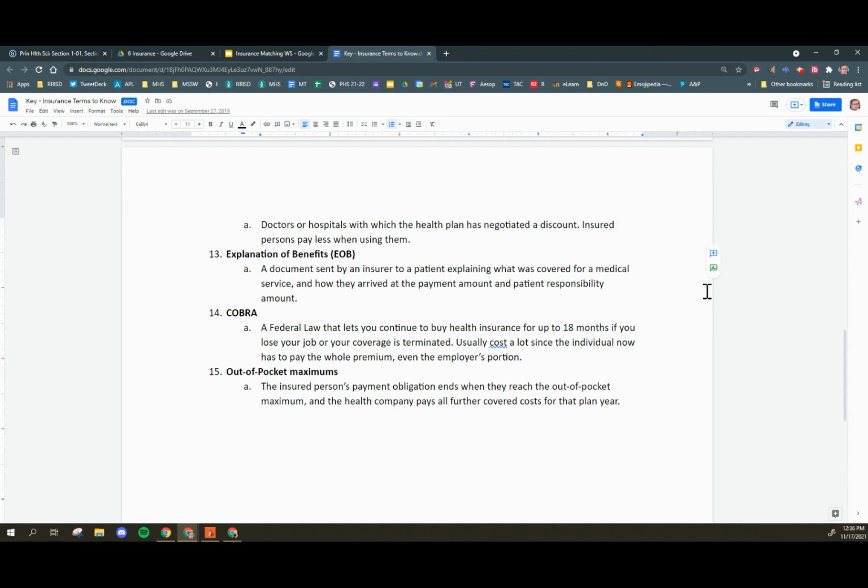So make sure to correct any definitions that you may have had incorrect on your worksheet and study those for your exam.